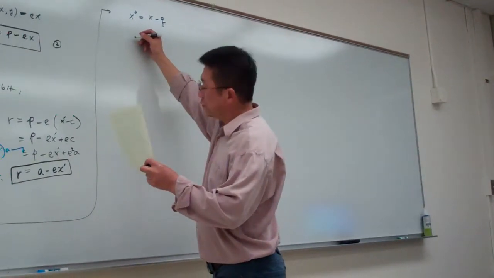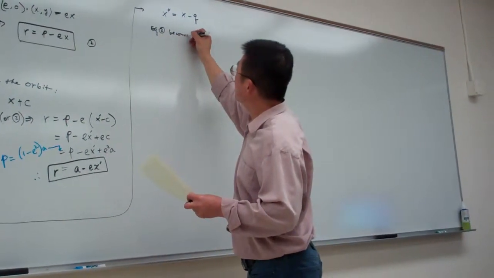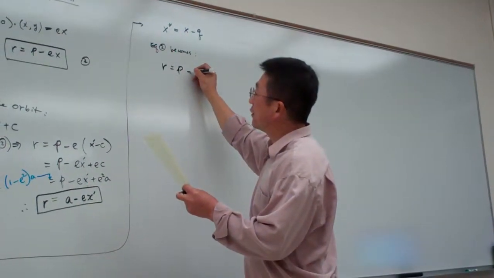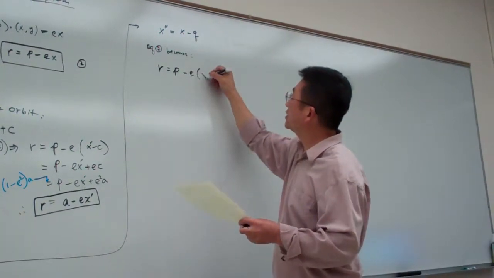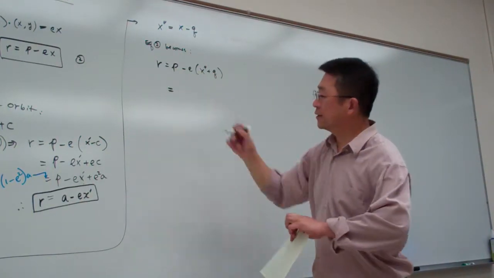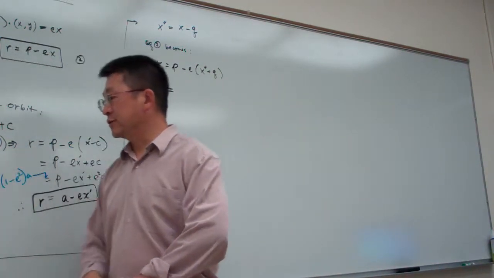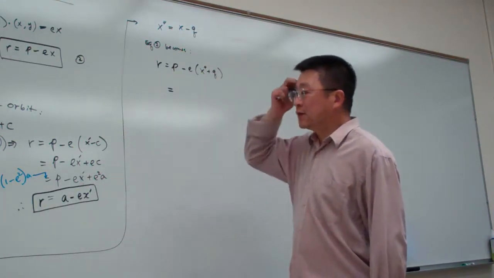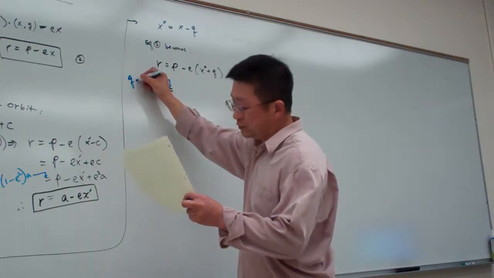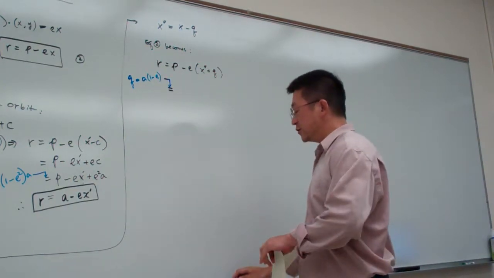So therefore, again, equation 2 becomes R equal to P minus E times X. We plug in X equal to X prime plus Q. Okay, and then again, the Q is another parameter we described in the conic sections. So here, let me give a heads-up: Q can be described by A times 1 minus E. So we use this equation here to plug in.